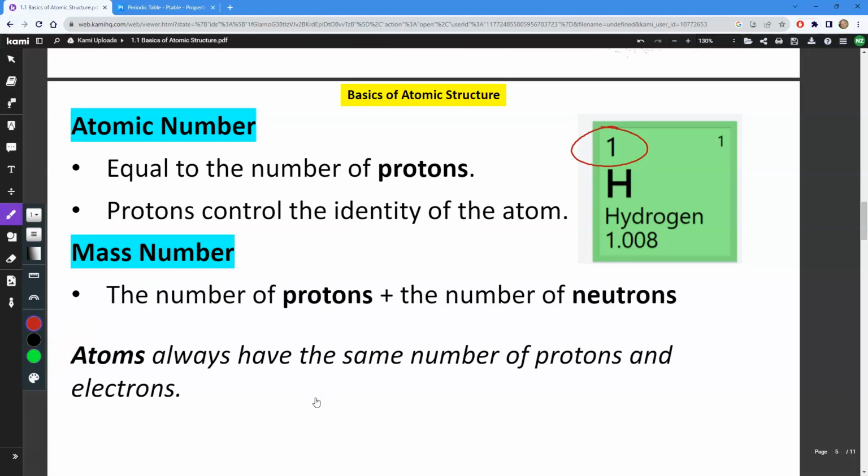Now, atoms always have the same number of protons and electrons. We say they have a neutral charge. So again, atoms always have the same number of protons and electrons. In a later lesson, you'll learn about ions, which are when you have a different number of protons and electrons. But when we talk about atoms, atoms always have the same number of protons and electrons.